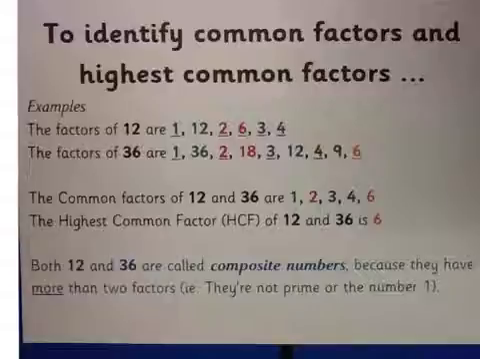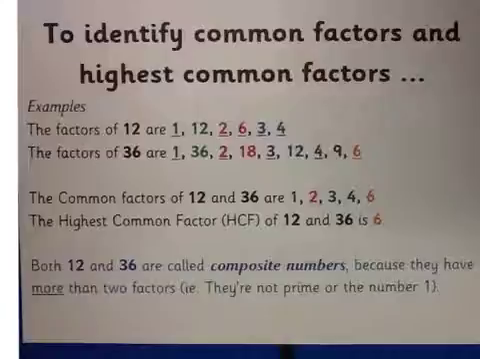So step one is to simply find the factors of one of the numbers. Let's pick 12. I've written them out here. It's 1 and 12, 2 and 6, and 3 and 4, because 1 times 12 is 12, 2 times 6 is 12, and 3 times 4 is 12. Once you've done that, you then go to the factors of 36 and write them out.